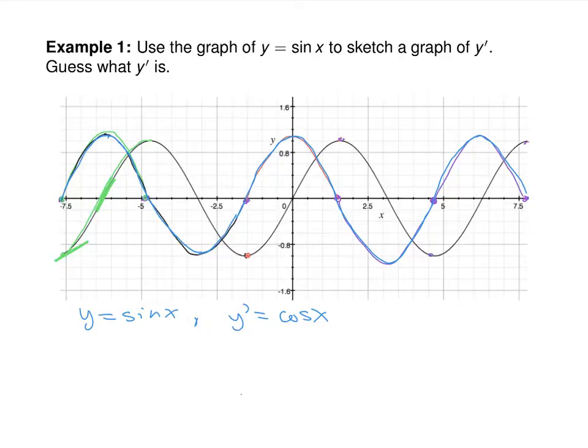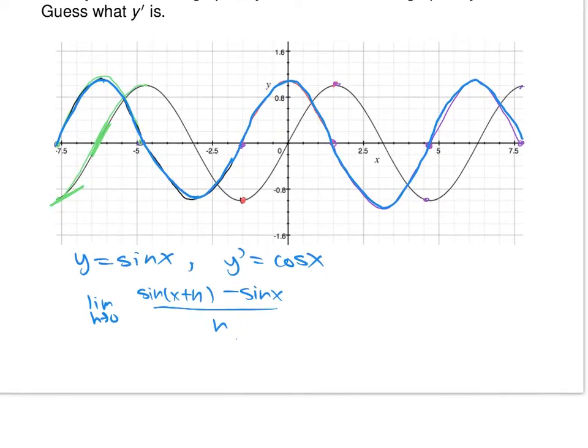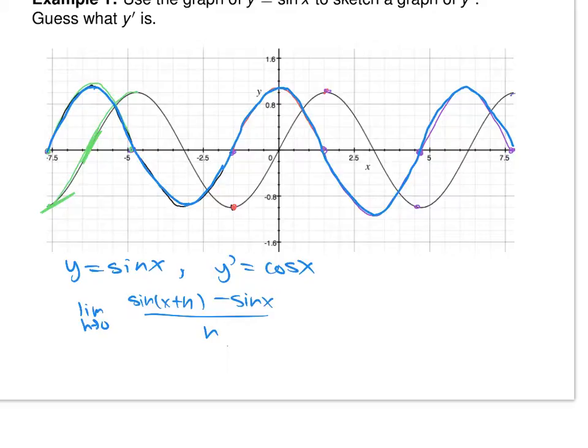The technical way to prove that is take the limit as h goes to 0 of sine(x plus h) minus sine x over h, and doing so involves tricky trig identities and then knowing how a specific limit works. That's the way you prove it, and you can prove that this equals cosine, but I think that the picture should give you enough suspicions that that's probably true.